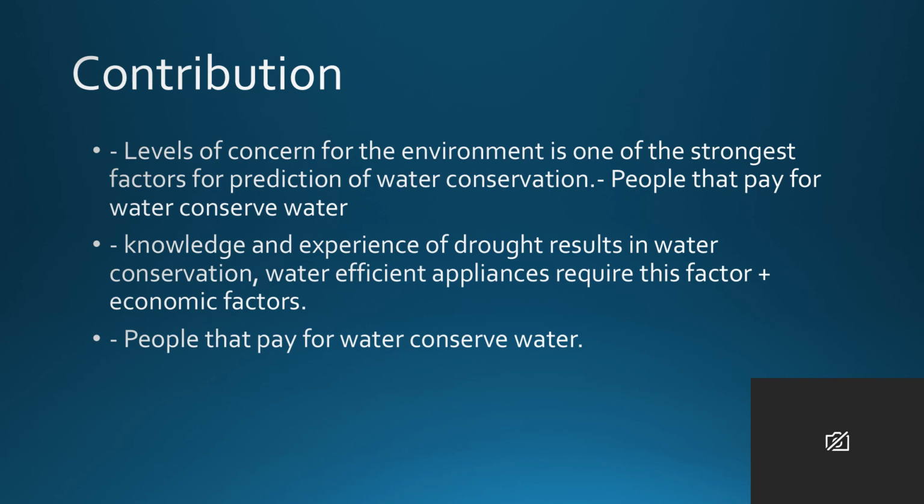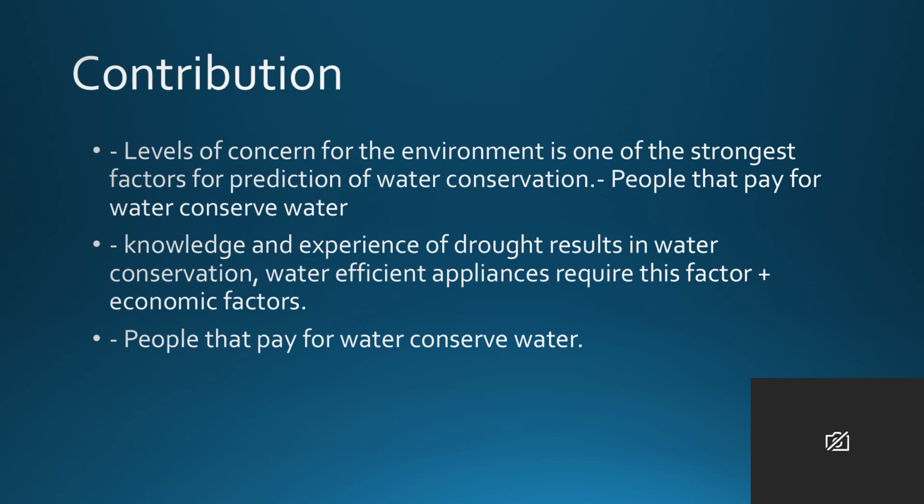Knowledge and experience of drought results in water conservation. So another way to make people care about this more is to educate them. A lot of people in drought areas won't conserve water unless they know about the drought and know why they should conserve water. So education is a big part about it. And how much you care about the environment is the other factors I was talking about.